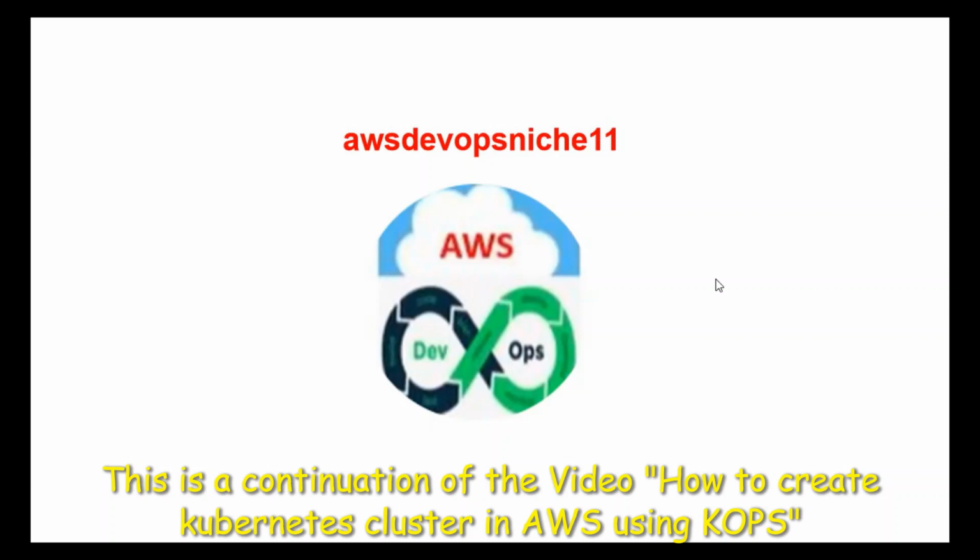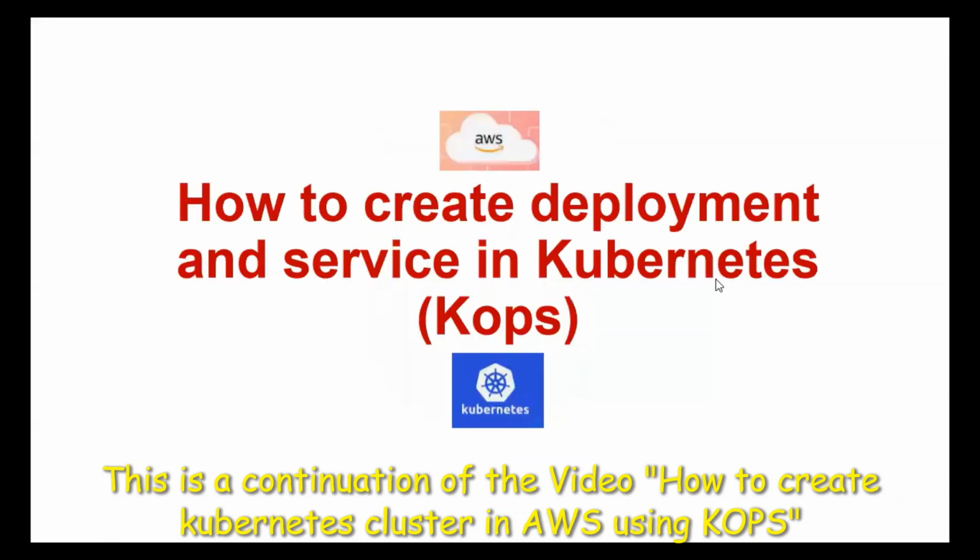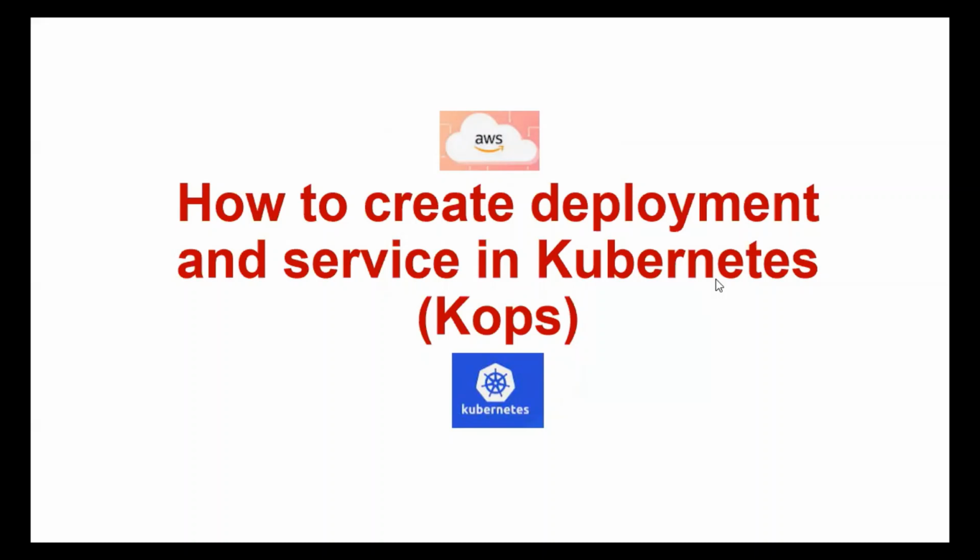So as a continuation to that, in this video, we will see how to create a deployment and service in Kubernetes. Now our cluster is ready, whatever we created using KOPS in the AWS environment. So we will proceed further and see how to create a deployment on the Kubernetes cluster, and also how to expose your application via the service. That is what we are going to see in this video. So let's move ahead.